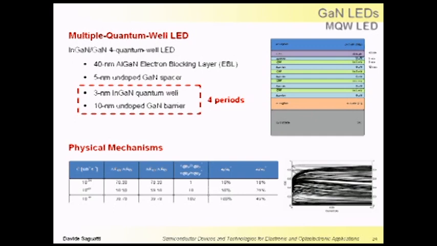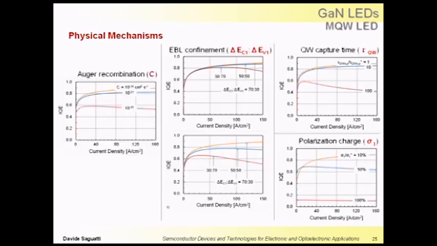Then we moved on with the multiple quantum well LEDs, which is a four-period quantum well device. And we went on using six different physical mechanisms for analyzing the droop intensity. Each of them has been set to three different values, generating more than 700 combinations. So plotting all together, these combinations led to the chart over there, which is hardly understandable. So we separately analyzed all the different mechanisms as done for the single quantum well device. And each of them again shows to be able to generate droop to a certain amount.